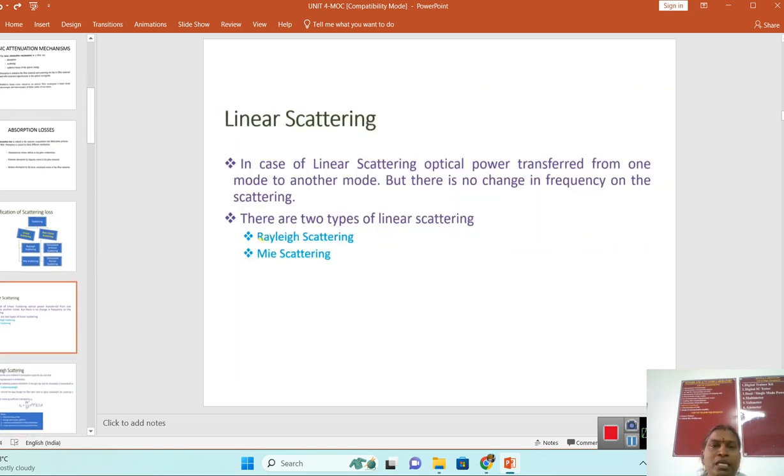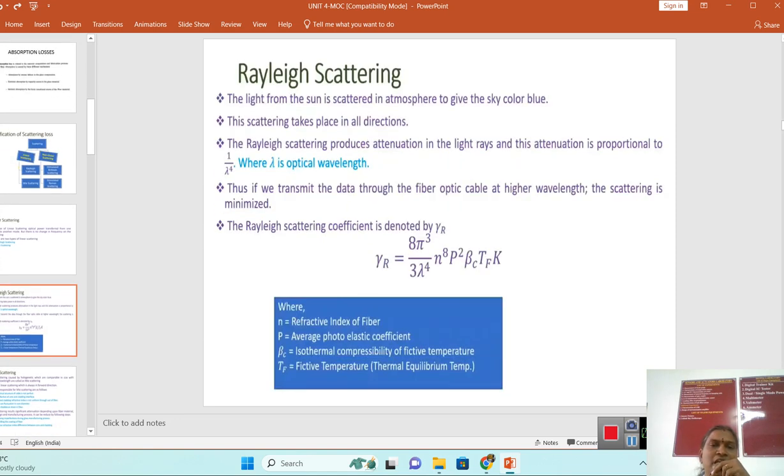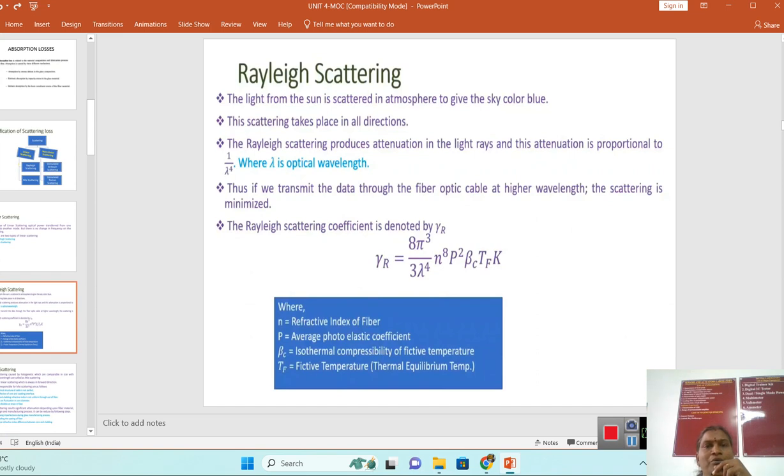We know what linear means. In the case of linear scattering, optical power is transferred from one mode to another mode, but there is no change in the frequency on the scattering. Here, only the mode is different, but there is no change in the frequency of the signal. There are two types of linear scattering, Rayleigh scattering and Mie scattering. First of all, we are going to see about Rayleigh scattering.